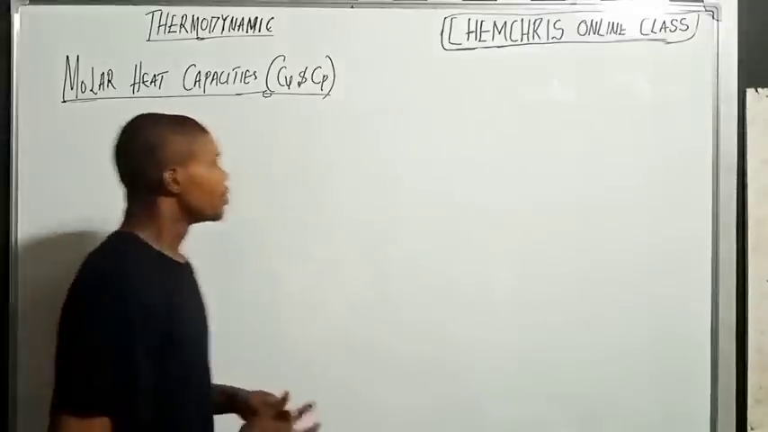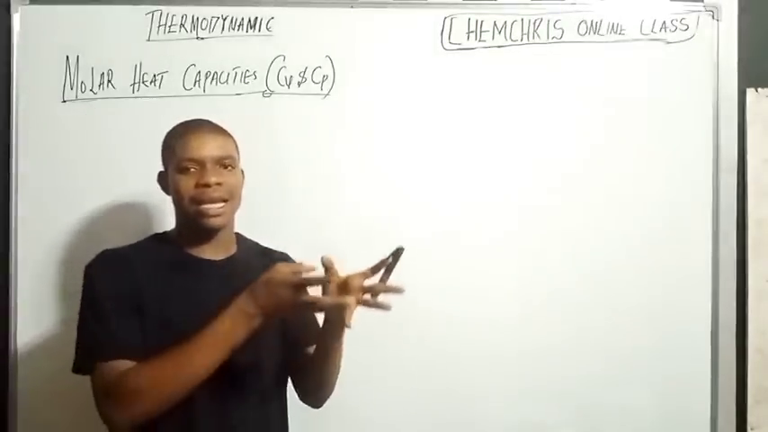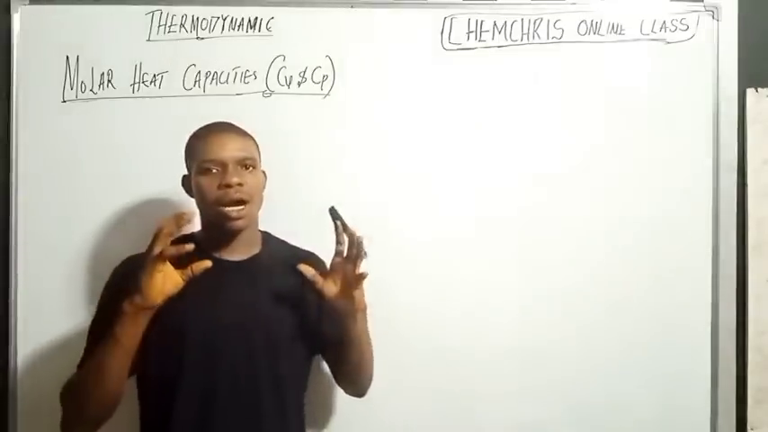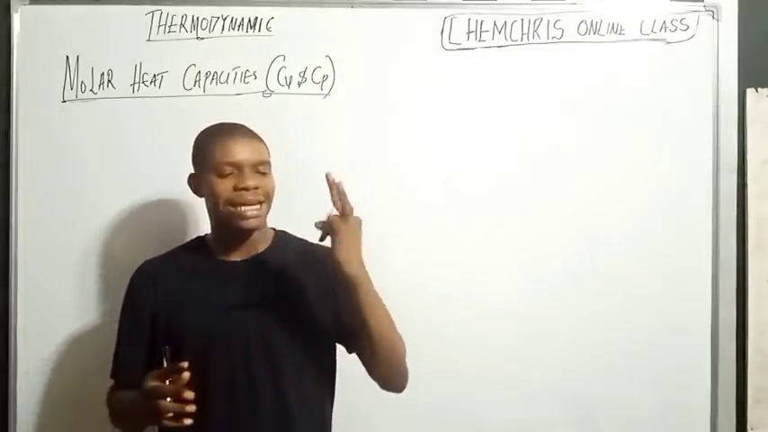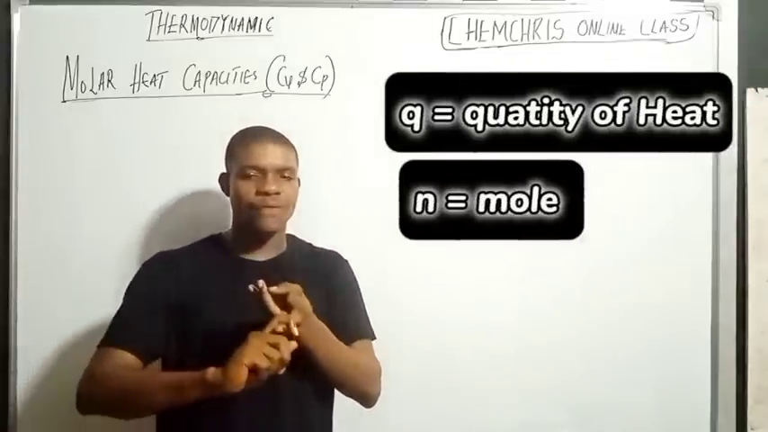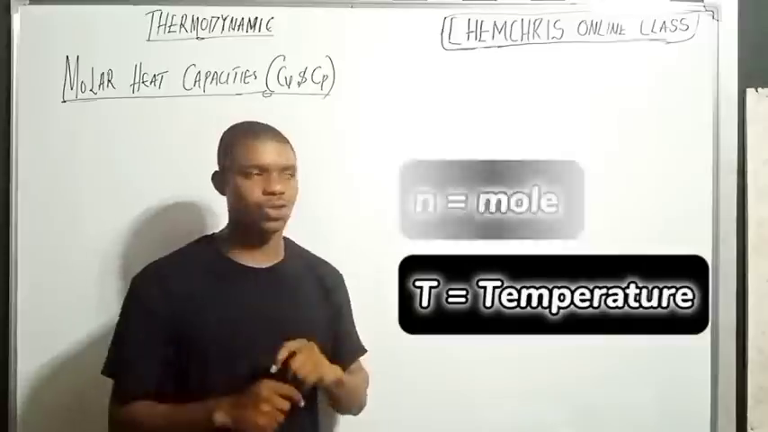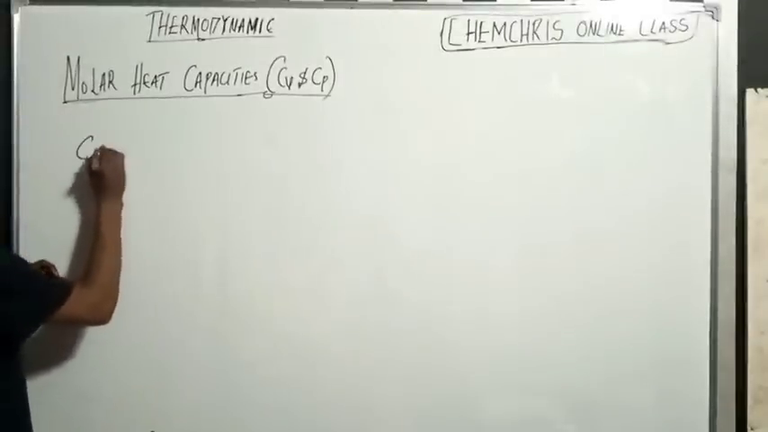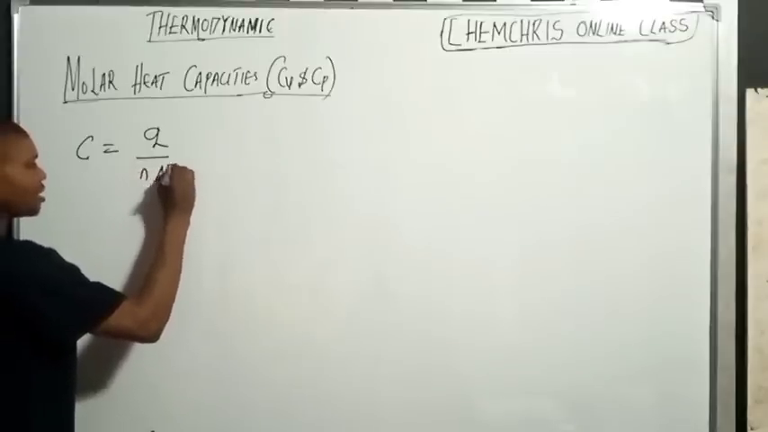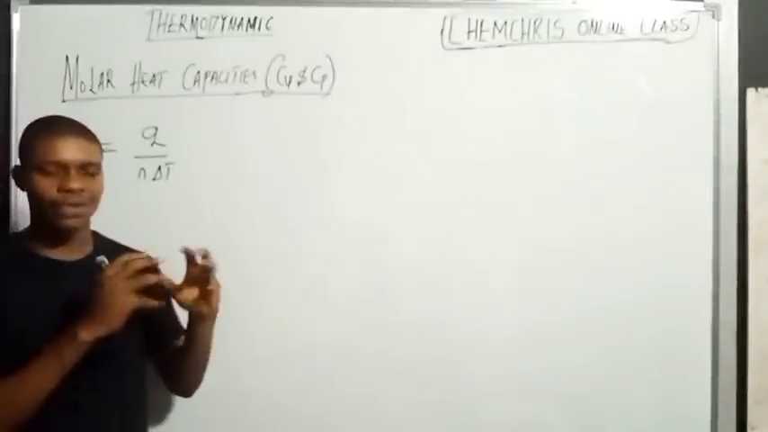So now look at something here. Molar capacity is the ability of the system to absorb heat and store it as energy. Do you understand? So when calculating molar capacity, there are three things you need to keep in mind: the Q, which is the quantity of heat absorbed; the mass of that system, which is the mole of the system; then the temperature. Now there's going to be a change in temperature. So here you can see that C is equal to Q over N change in T, where N is the mole of that system.